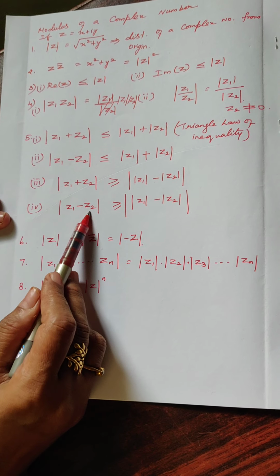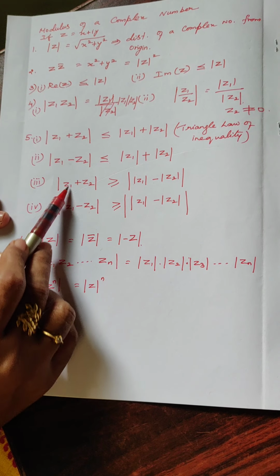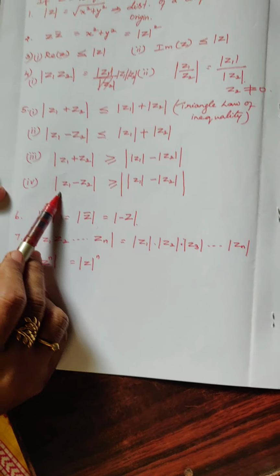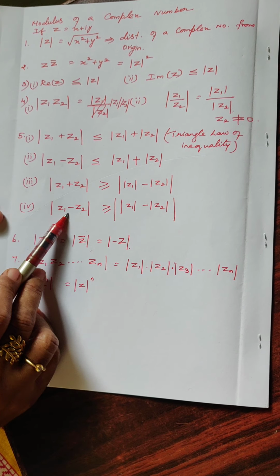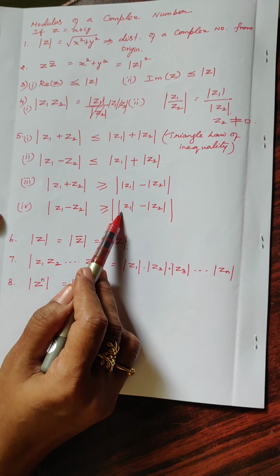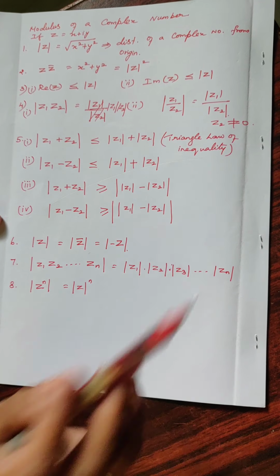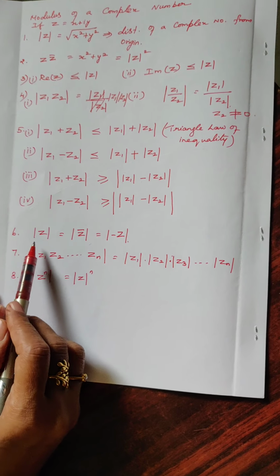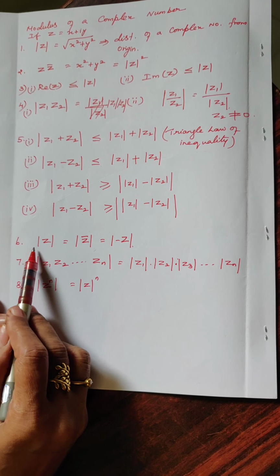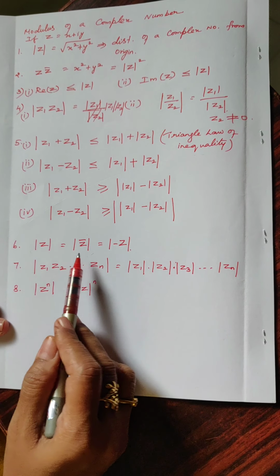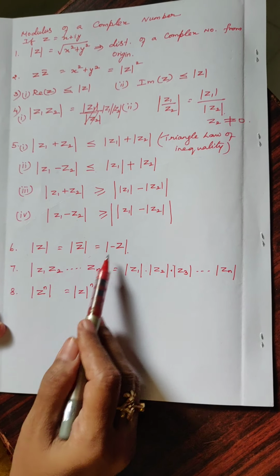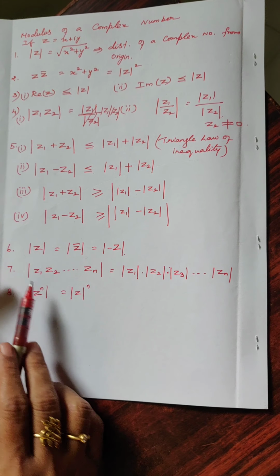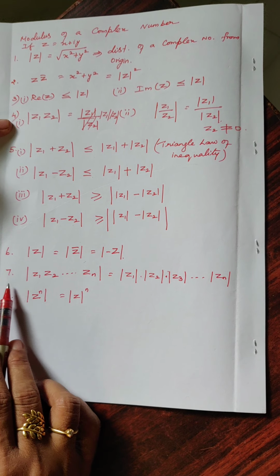Modulus of z1 minus z2 is greater than or equal to the same as the third one; here it is plus and here it is minus: modulus of z1 minus modulus of z2. Then we came across modulus of z equal to modulus of z bar equal to modulus of minus z. And this is the extension of the first one.